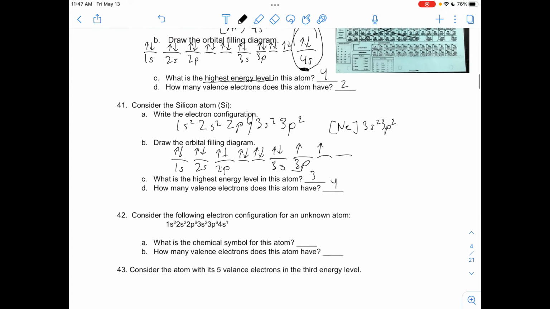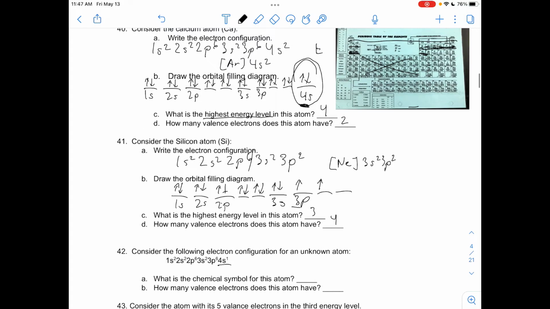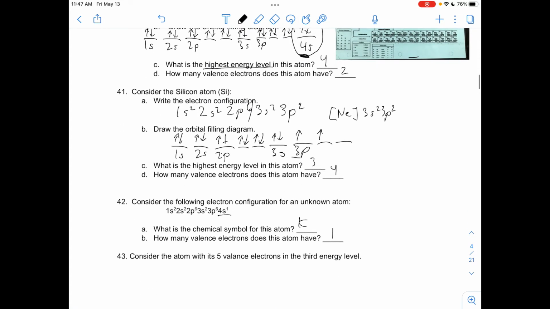Now, given the opposite, we're given the electron configuration. Notice it's 4s1, so it's in row 4. 1, 2, 3, 4, and it's the first one, so it would be potassium. And it would have 1 valence electron. 1 electron in the 4th row.